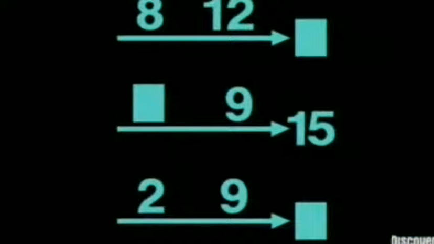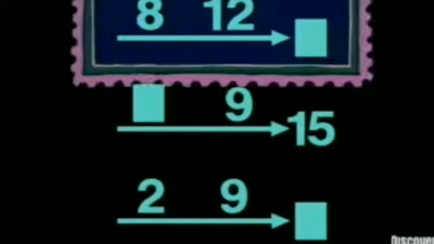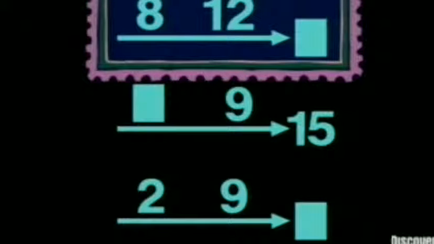Now here's a rule about number families. If the big number is missing, you add the small numbers to find the big number. Listen again. If the big number is missing, you add the small numbers to find the big number. Is a small number or a big number missing in this number family? The big number is missing. What do you do to find the missing big number? Yes, you add the small numbers.